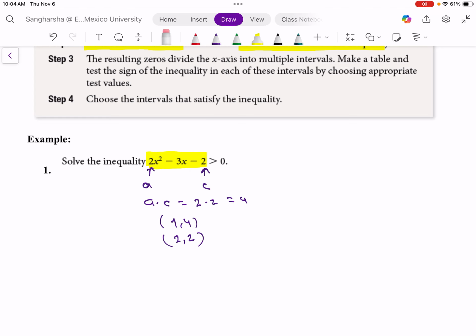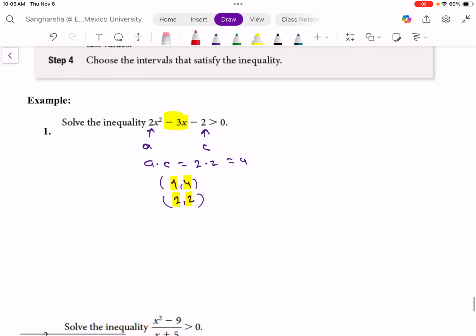We choose one pair of factors to rewrite negative 3x. Which two numbers do we use, 1 and 4 or 2 and 2? You are allowed to add or subtract these two numbers. We use 4 and 1. So what will negative 3x be? We have 2x squared as it is, and for negative 3x, using 4 and 1, it has to be negative 4x plus x, which is the same as negative 3x, and we have negative 2 as it is, greater than 0 as it is.